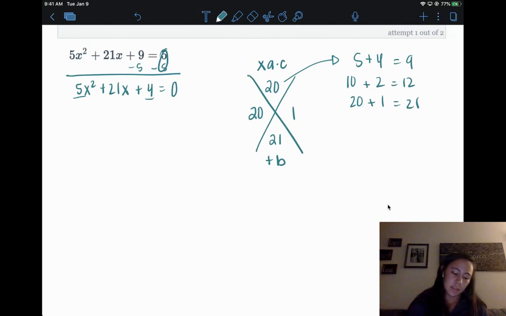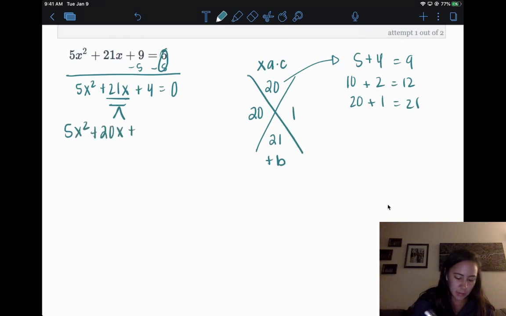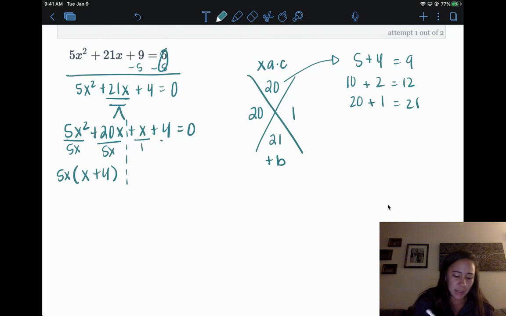All right. So that means that we have to rewrite this middle term. So bring down your 5x squared plus 20x plus x plus 4 is equal to 0. If you remember factor by grouping, split it down the middle. Factor out the greatest common factor. Well, you can factor out a 5x from each of these. So you have 5x times x plus 4 left over. You can't do anything here except dividing it by 1. So divide it by 1. You still end up with x plus 4.